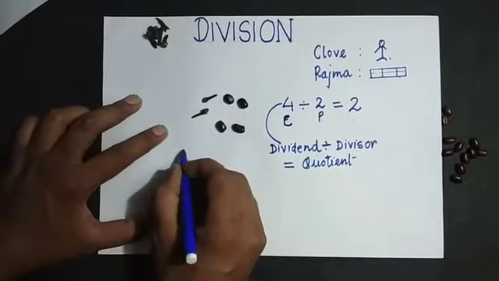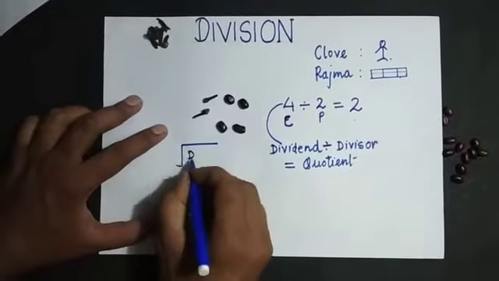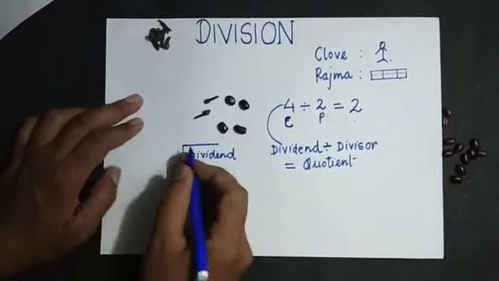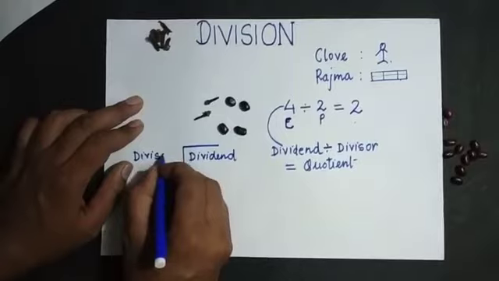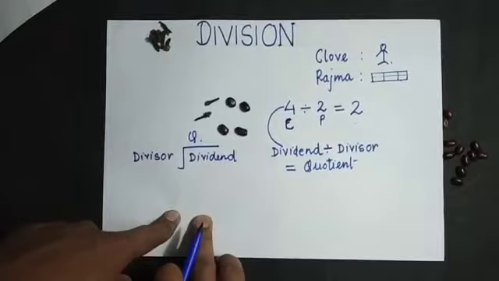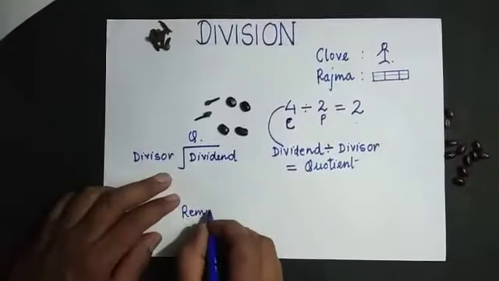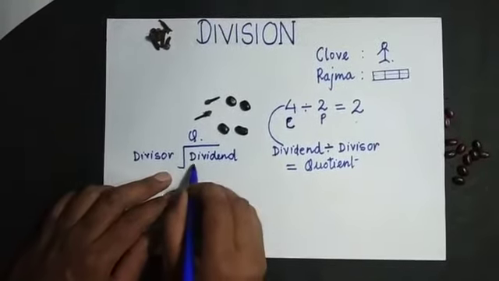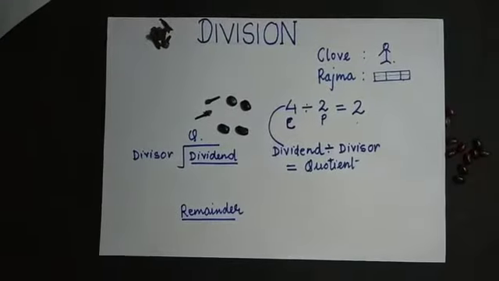Now if we want to show the whole process, always remember that inside the division sign we write the dividend, and on the left-hand side we write the divisor. Here it is the quotient, and whatever comes at the bottom at last we call the remainder. Is that clear?